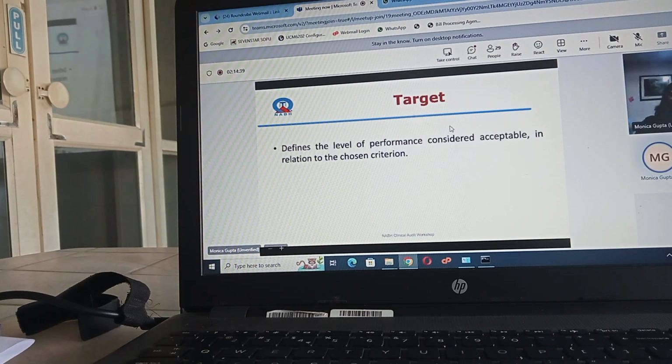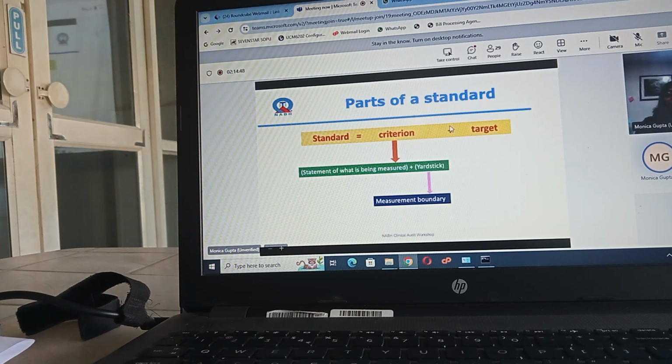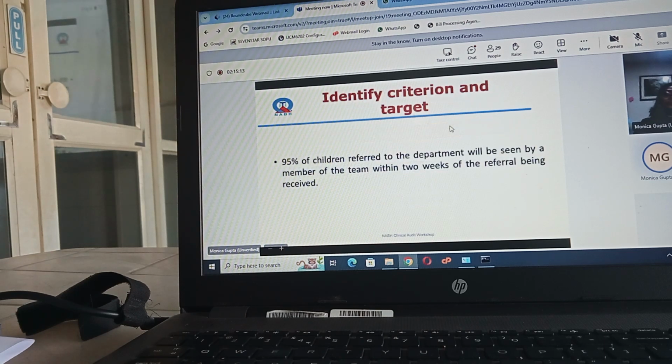Whereas the target defines the level of performance considered acceptable in relation to the chosen criteria. It is expressed as a percentage. Yeah. So this is how it will appear. You have criteria, the statement of what is being measured. So that will be a phrase along with the boundaries that are there, and the percentage of that has to be achieved. That is the target. So that will make a standard.